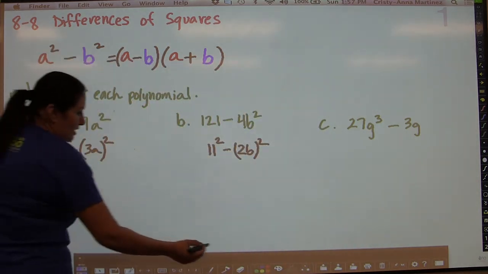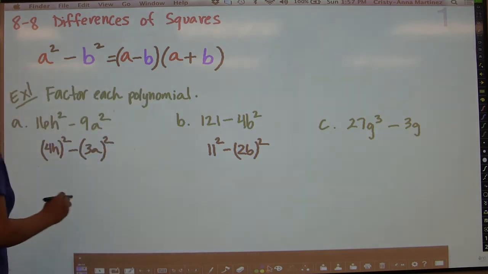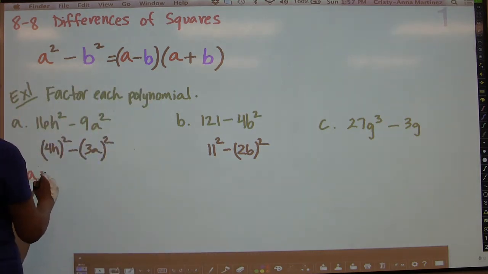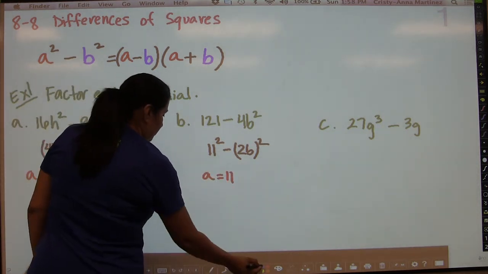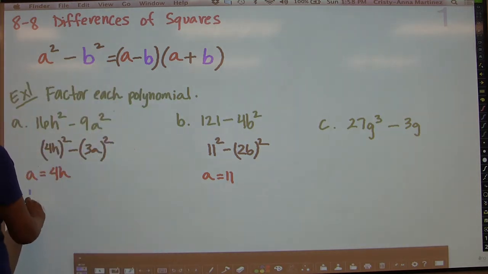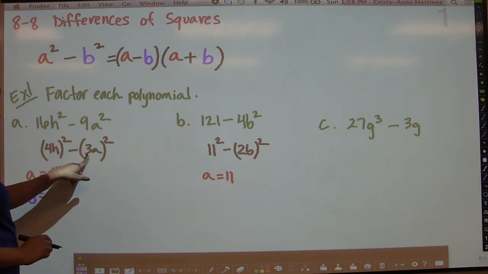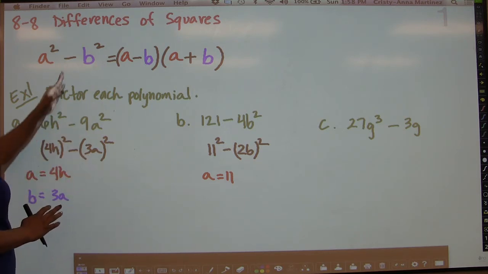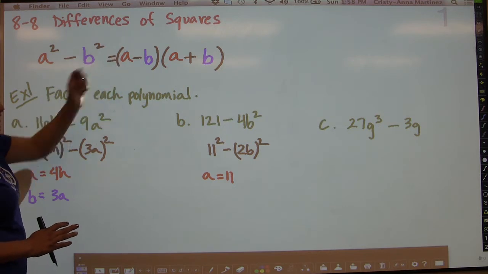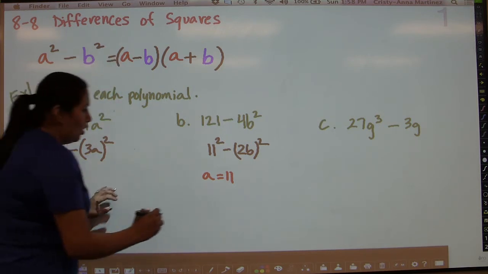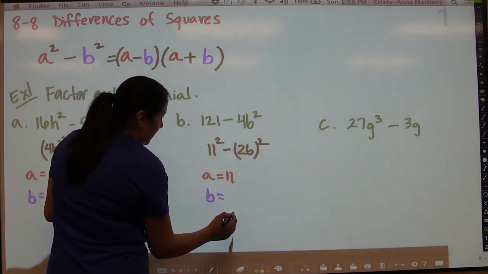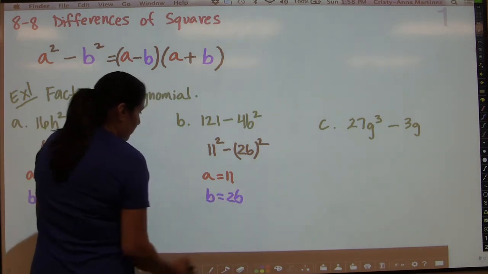And so one of the first things that you want to do when you're doing this is to identify what a and b are. So in my case, a is going to be 4h. Over here, a is going to be 11. And then in this case, b is going to be 3a. Notice that I don't attach negative 3, it's just 3a. The minus is there, but it's already taken care of in the formula itself, so you don't want to attach negatives to it, it's just 3a. Over here, my b value is not going to be negative 2b, but just 2b.